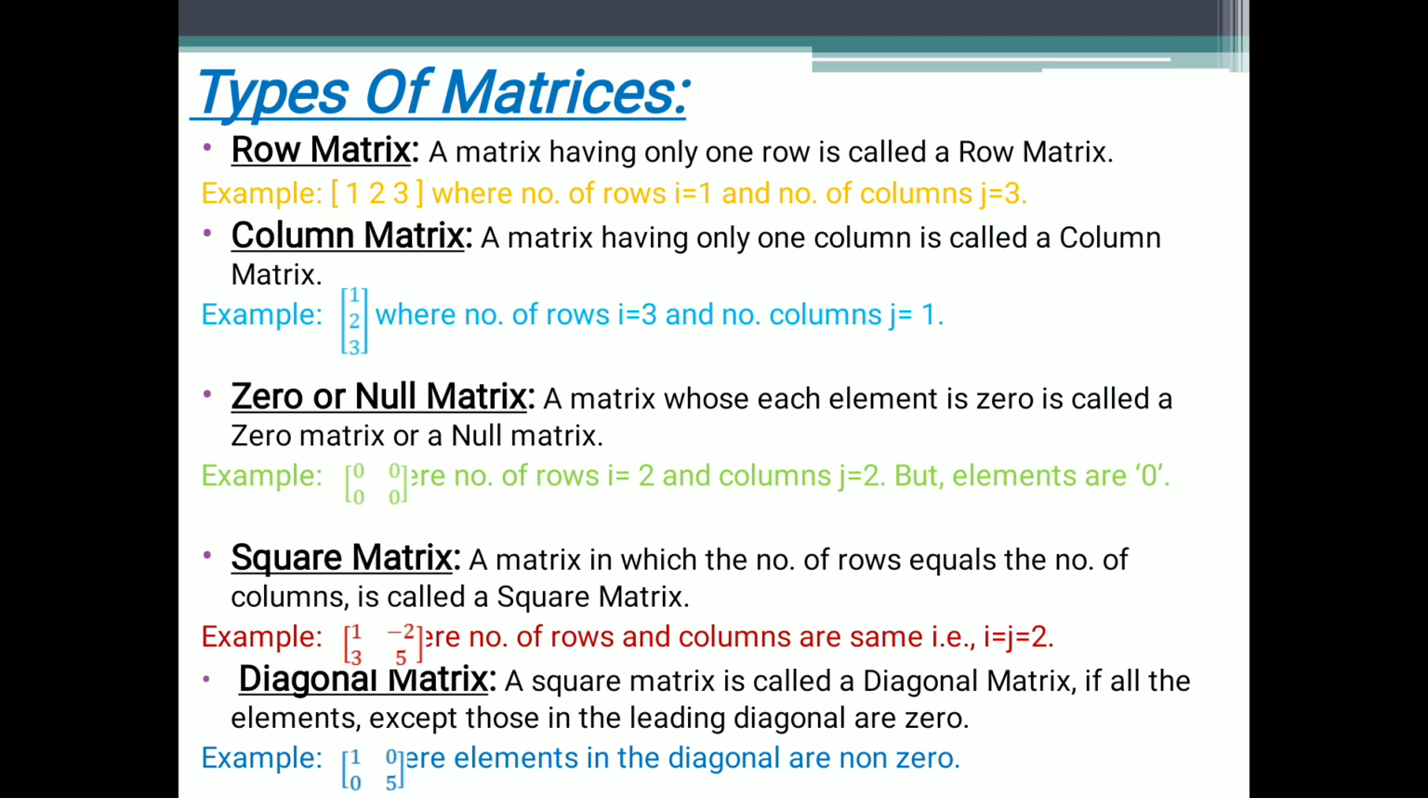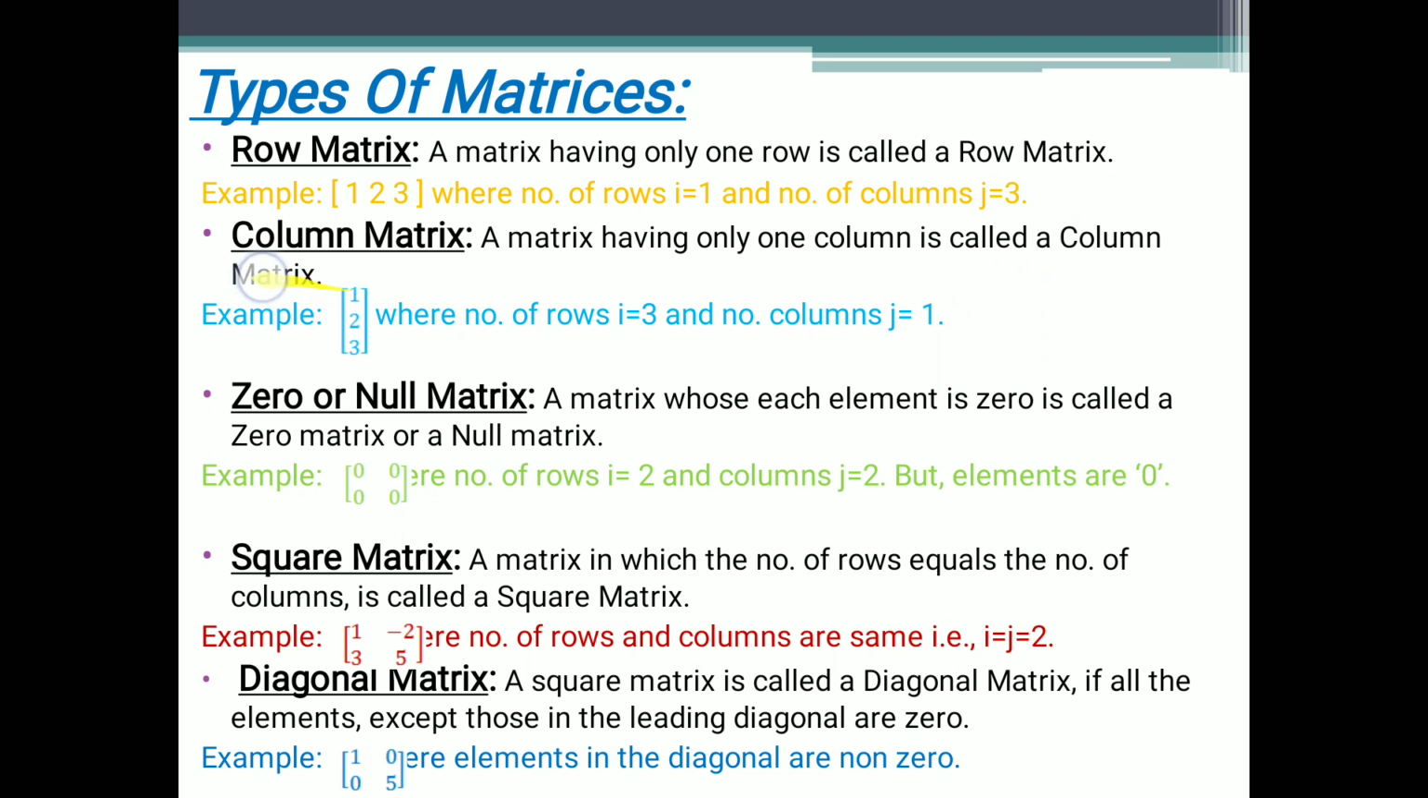First one, row matrix. A matrix having only one row is called a row matrix. The example is given over here: 1, 2, 3. We can see that only one row is there, but there are 3 columns, that is 1, 2 and 3. So i, the number of rows, is 1 and j, the number of columns, is 3.